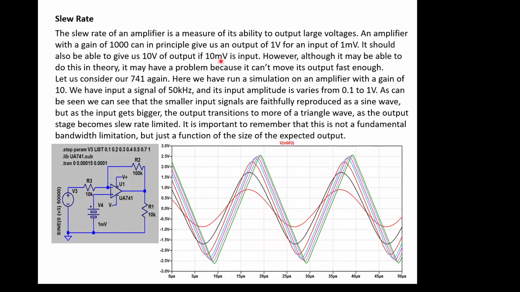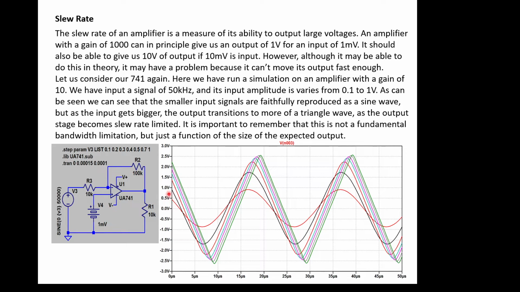But although simple theory says that's within the range, it's still within the power supply, assuming we're running on plus or minus 15 volts, so that's not a problem, it might not be able to move its output fast enough to actually meet that. So in this case of a 741, we can run this simulation with different input amplitudes with the same kind of gain. We've got a gain of 10 or so on here.